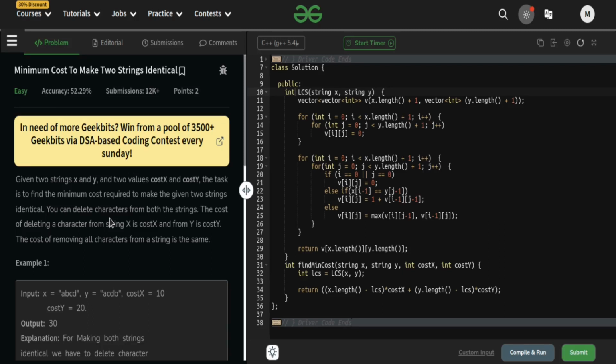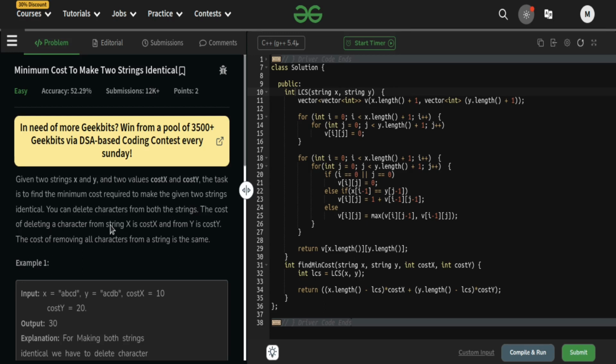Hello guys, in today's video we are going to discuss the solution of the problem minimum cost to make two strings identical. So let us look at the problem statement. The problem statement says that given two strings x and y and two values costX and costY, the task is to find the minimum cost required to make the given two strings identical.